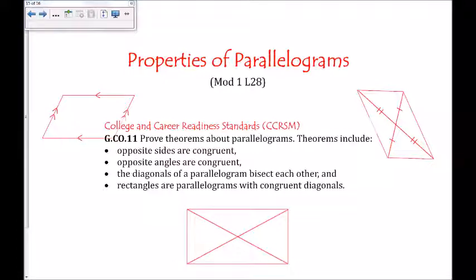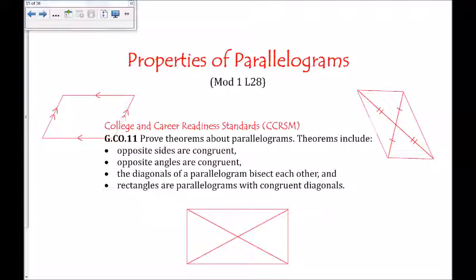Our next lesson is about properties of parallelograms. So again, we're using the tools we have developed about proving triangles to be congruent to now prove some properties about parallelograms. In this lesson, we'll hit one CCRSM standard, but there's a lot here.